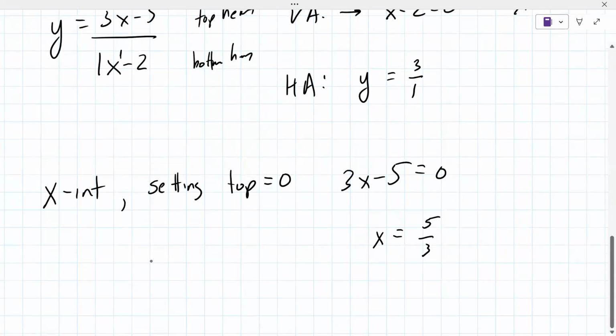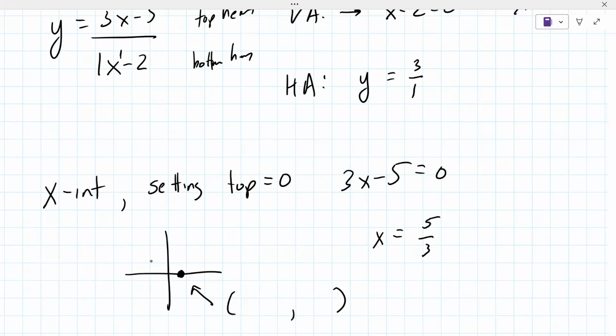Now, graphically, and we will get to graphing, probably not in this problem, but graphically, that point we'll just say is right there. How do we write that as an ordered pair? What comes first? The 5 over 3. Okay, and then what's the second number? 0. Very good.